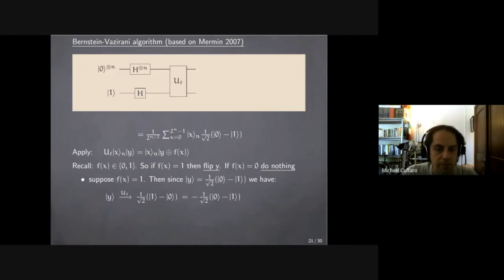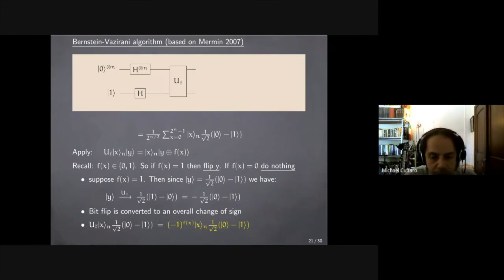Now suppose that f of x is equal to 1. Then since y is equal to this, y is transformed into this, right? Because again, we did flip. And that is just the same as taking the same expression that we began with and introducing an overall phase factor of -1. Okay, so the bit flip corresponds to an overall change of sign here.